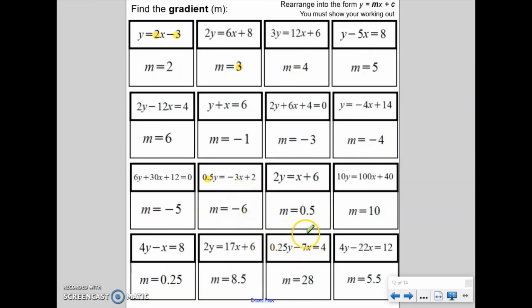Again, down here, we've got a similar sort of question where we're dealing with a quarter, 0.25. So everything in the equation would have to be multiplied by 4 to bring this to 1y. So I'd be dealing with minus 28x. So I'd have to add 28x to this side, as well as adding 28x to this side, giving me a gradient of 28. A very steep graph indeed.